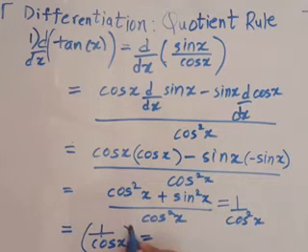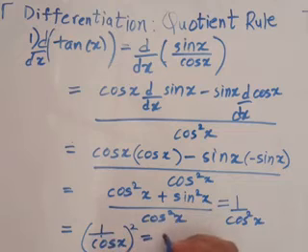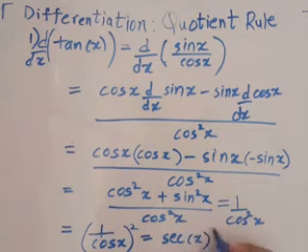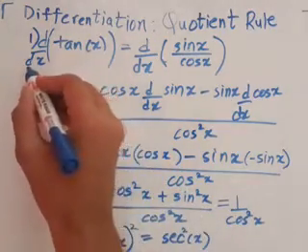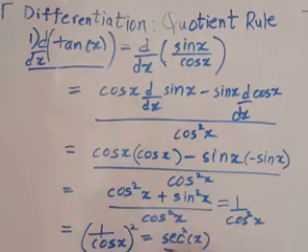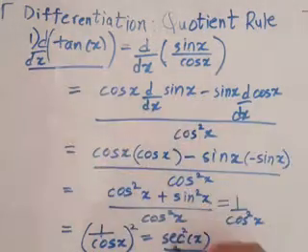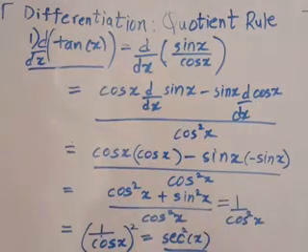1 upon cos x is of course secant of x, so sec x, and the whole square. So you must have seen the formula before, that the derivative of tan x is sec square x, and this is how you can go about deriving it.